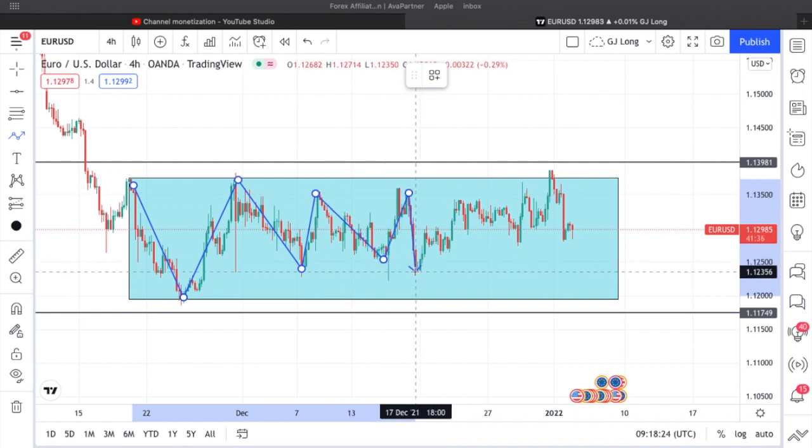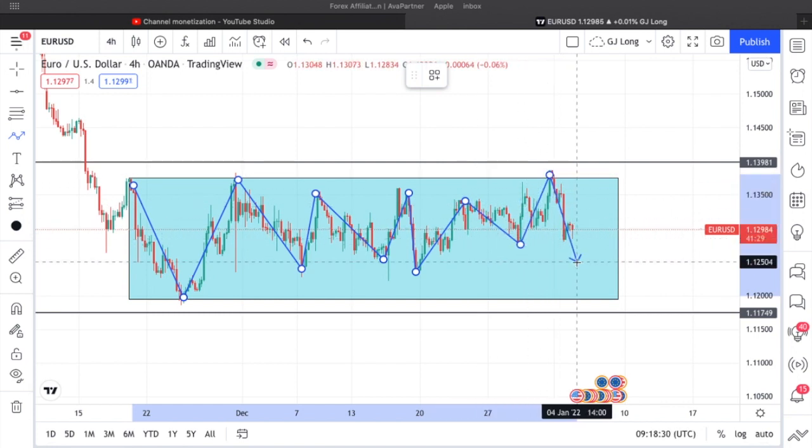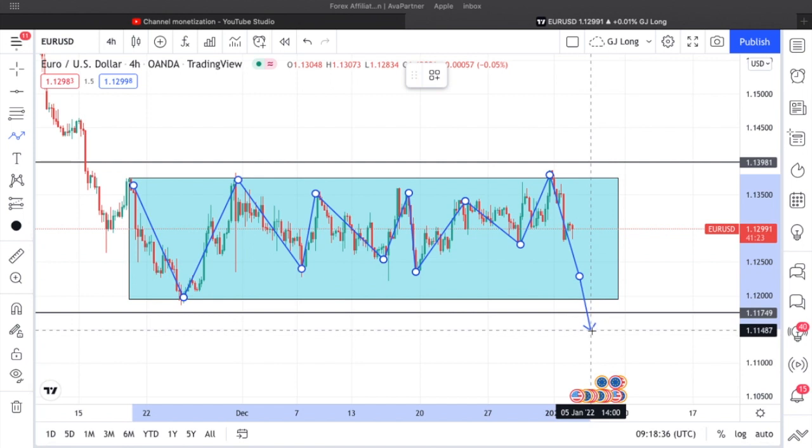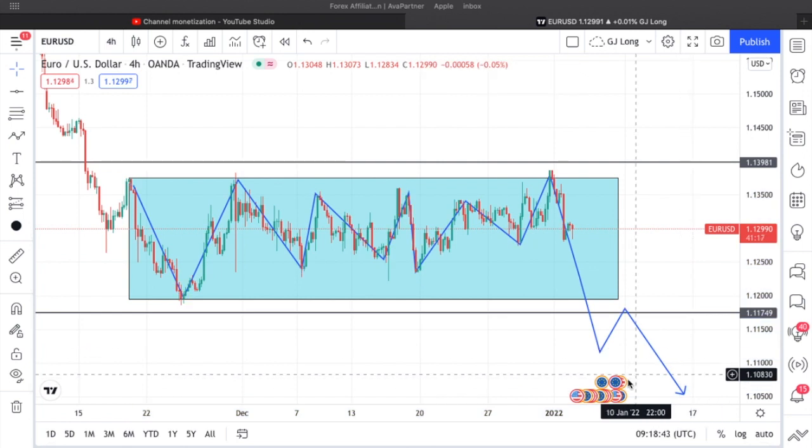So even now, what I'm anticipating, since it's been moving in this fashion from the support to resistance, approach support, approach resistance, support, resistance, support, resistance, is that it's going to continue to push to the downside.